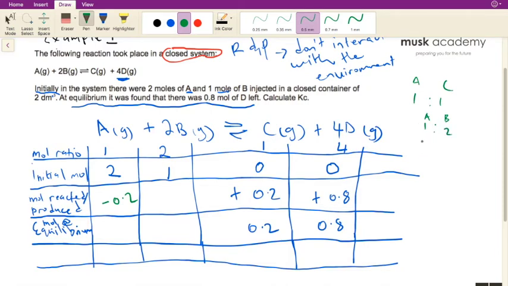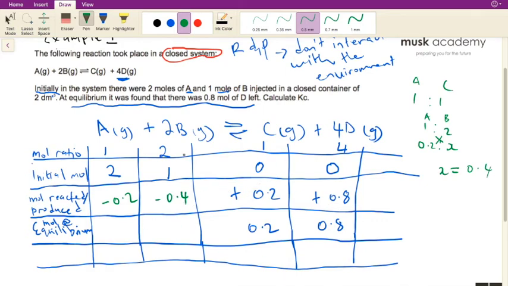So then what happens if 0.2 moles react? How many moles of B will react? You do the cross multiplication again. So 1 times X is X, 2 times 0.2 is 0.4. So 0.4 will react. We put a minus because it is a reactant. Here we put a plus because it is a product.